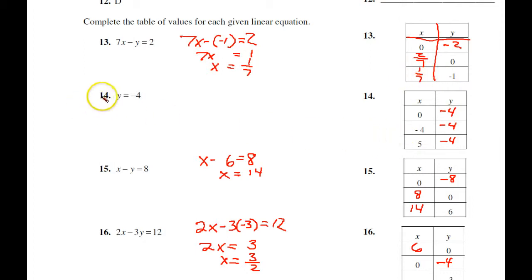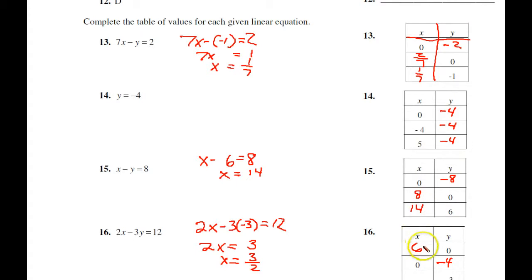Now 14 is a kind of an interesting case where if Y is negative 4, regardless of what you have as X, Y will always be a negative 4. That's kind of a tricky one. And then here, the same thing. If X is 0, a negative Y is 8, so a positive Y is negative 8. And then if Y is 0, X is 8. And then if Y is 6, I put that there, then we just transpose the negative 6 to the other side. Becomes a 14.